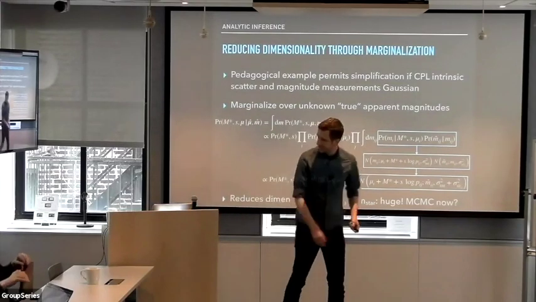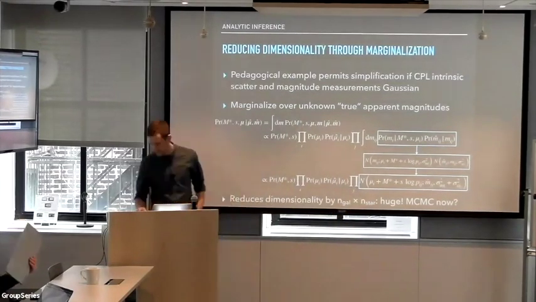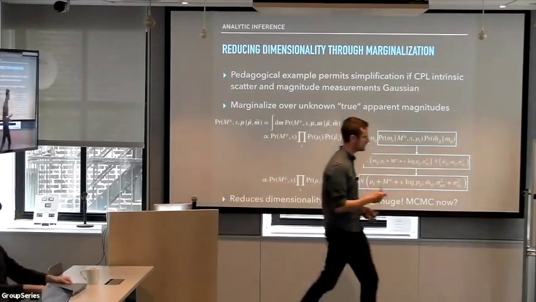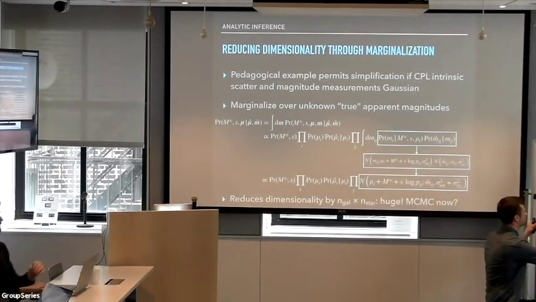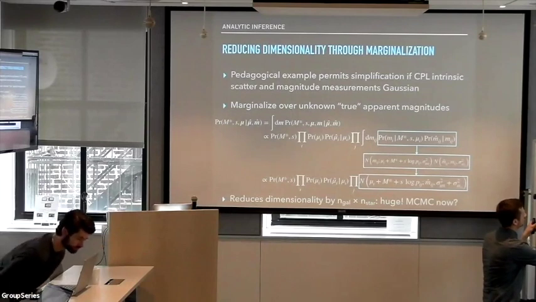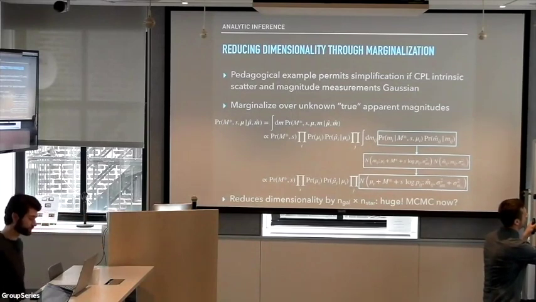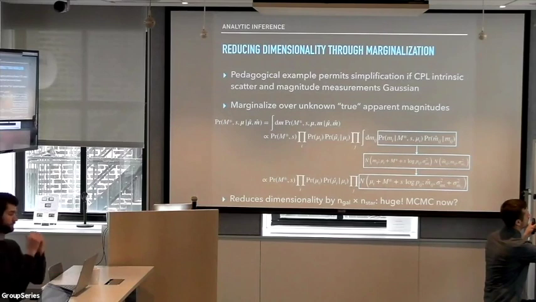So basically you can write down a product of two normals as being a normal of some parameter with mean 1 and variance 1.